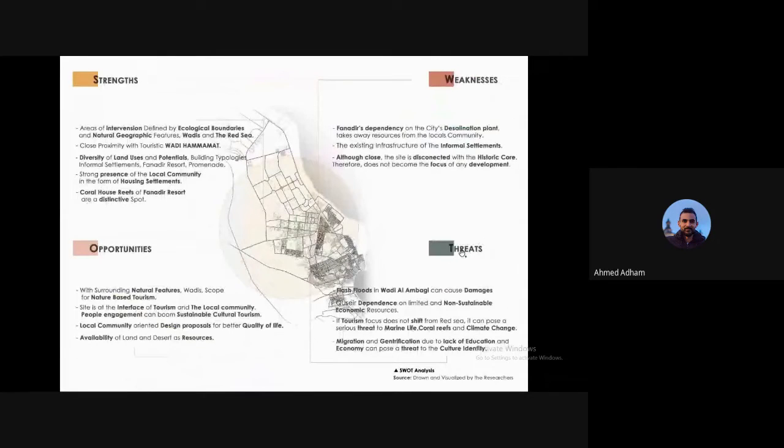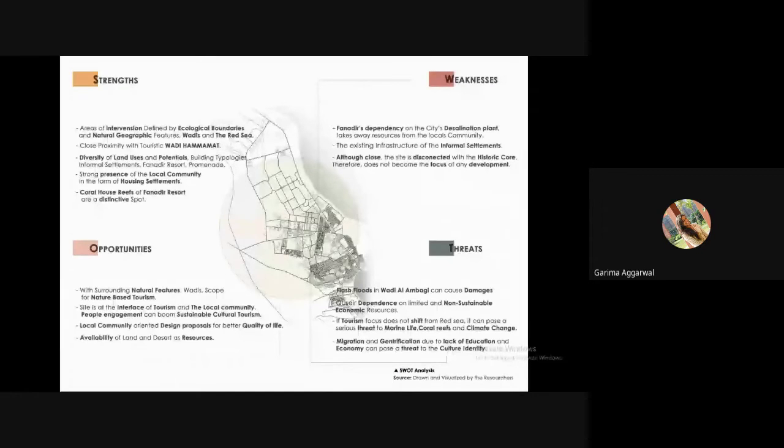So Garima can quickly elaborate the SWOT analysis and the vicious cycle before going to the guidelines map. Yeah. So the strengths of the sites are that, because of the presence of the ecological natural boundaries, the Wadis and the Red Sea, they act as a strength, and the close proximity to Wadi Hammamet, which is an important touristic spot. And there is a diversity of land uses and potentials, in that there are informal settlements, Fanadir resort, a strong seashore line, and also the connection between Qusair and Kena through the Qusair-Kena highway. There's a strong presence of the local community in the form of the housing settlements, and also the coral reefs of Fanadir resort, which are a distinctive spot in the city.